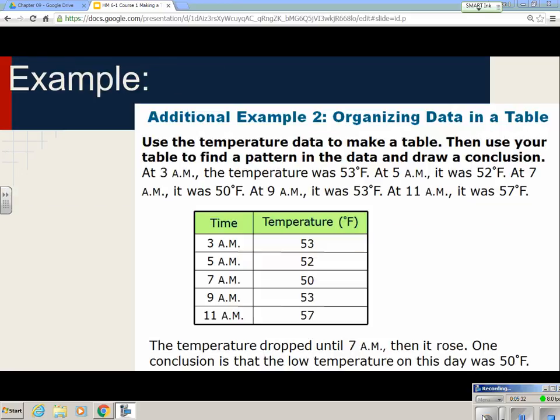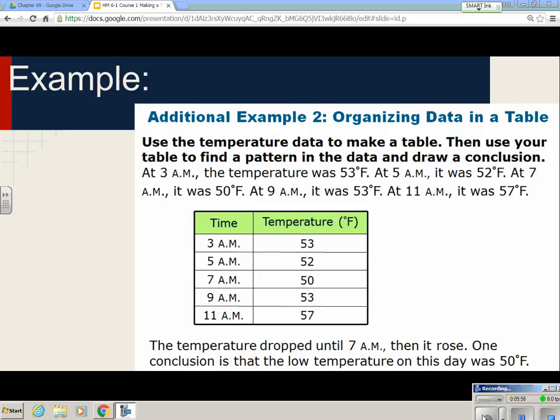All right, let's take a look at another example. This one you don't need to write down in the notebook. You just need to have this one or listen to this one because I'm going to explain how it's organized. So the directions say use the temperature data to make a table, and we've got to find the pattern and draw a conclusion or make some sort of inference at the end.